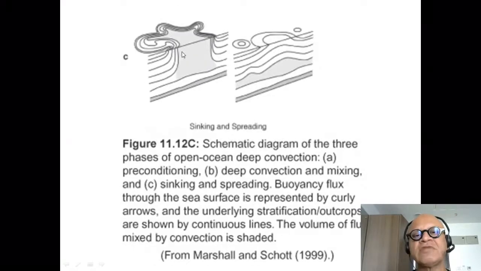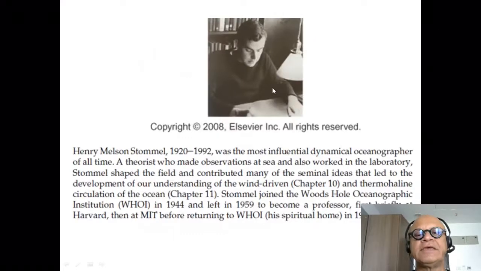And once the convection phase is over and the mixing has happened, sinking and spreading happens. So as spring proceeds into summer months, the re-stratification at the surface begins to take place, and the water that has sunk in the winter months finds its neutral buoyancy place and then spreads out in the horizontal, of course heading to the west coast and down to the south. And the deeper western boundary currents were first predicted by Henry Melson Stommel.